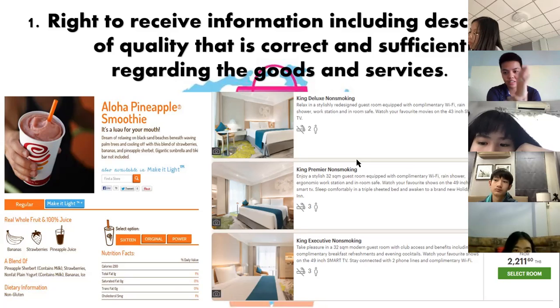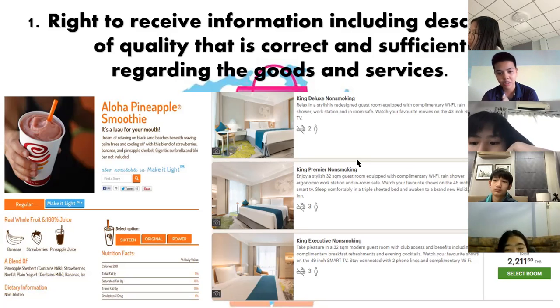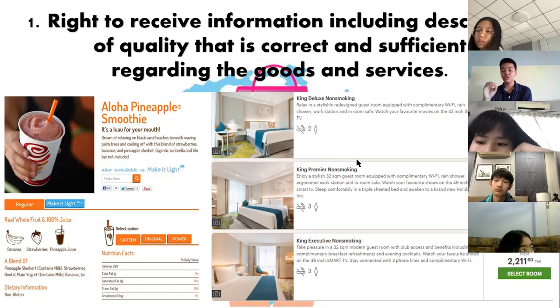What can you get in the hotel? So what is there in the hotel? So is there a bed? Is there a pillow? Is there a blanket? So description of the product. Okay, so the consumer has the right to receive the information.